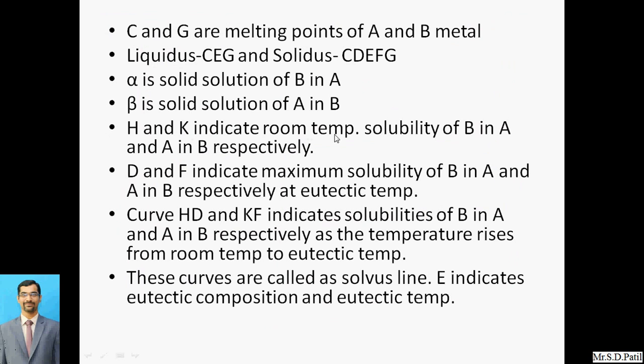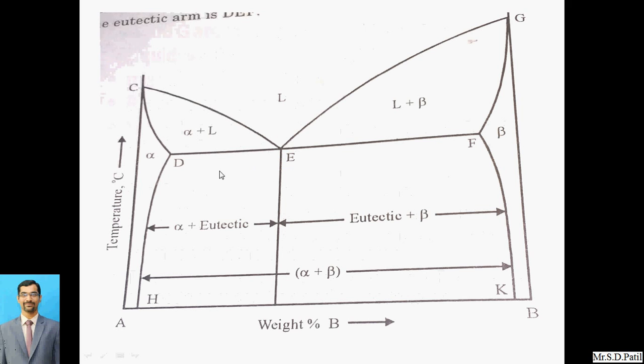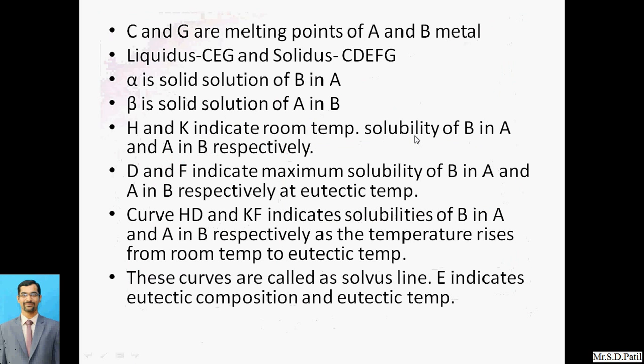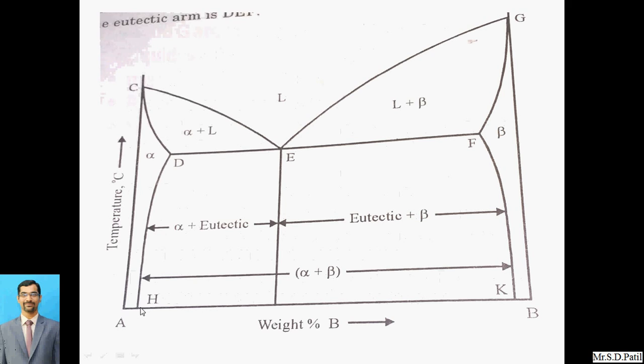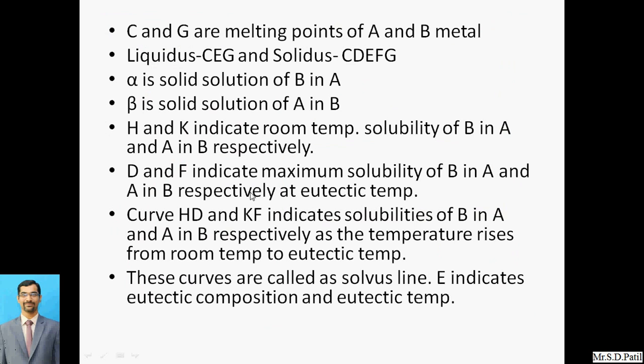Now H and K indicate the room temperature solubility of B in A and A in B respectively. Here this will be the room temperature. So H is the room temperature solubility of B in A, and K is the room temperature solubility of A in B. In metal A, in metal B.